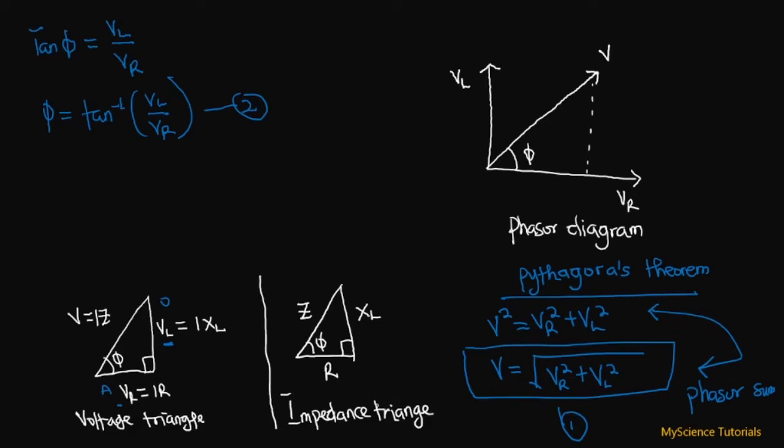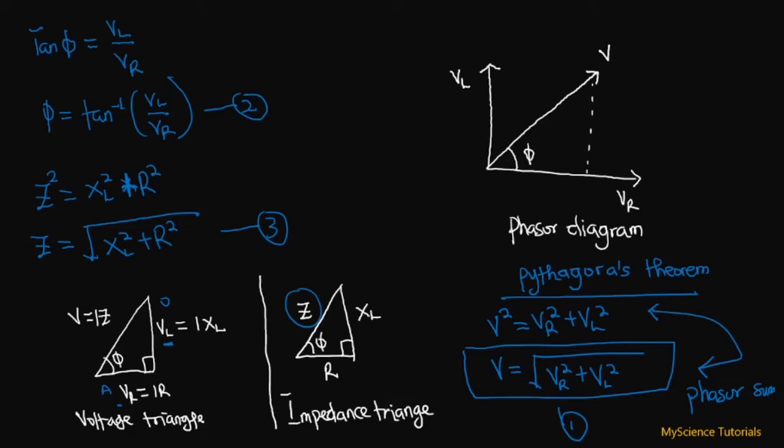Now, if we look at the impedance triangle, we can also do something similar to that. To find our overall impedance for the circuit, Z squared is equal to XL squared plus R squared. Okay, this is plus. And then to make Z the subject, we're going to have the square root of XL squared plus R squared. It doesn't matter which of these you bring first, whether R or XL, you're still going to get the same answer. So this is the formula that we use to find the impedance of the entire circuit.